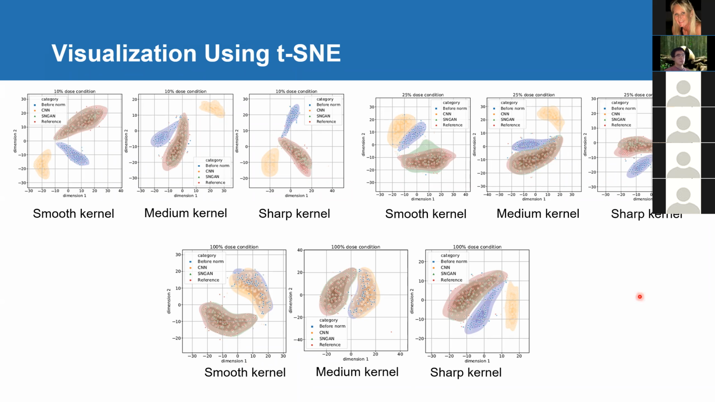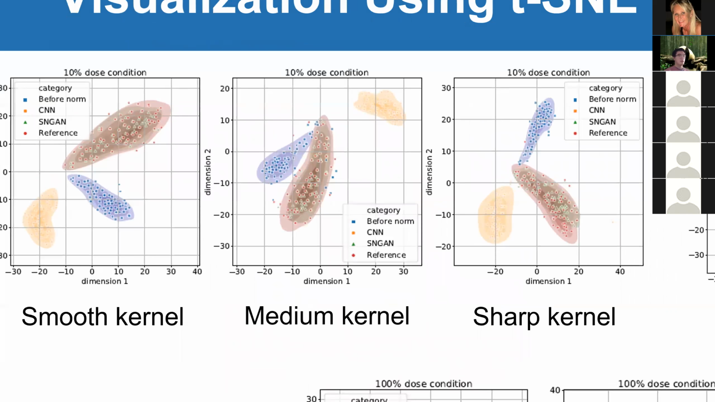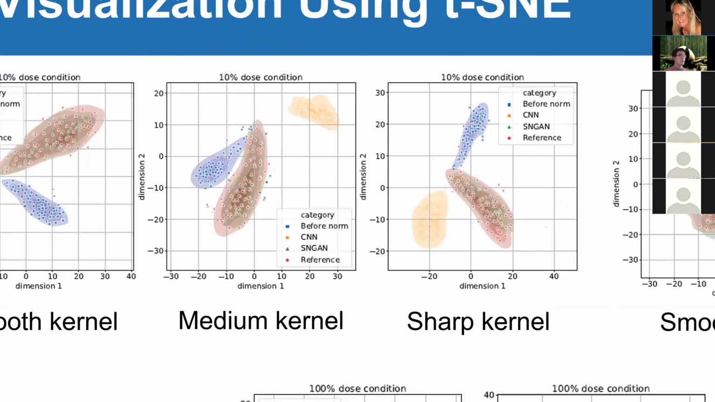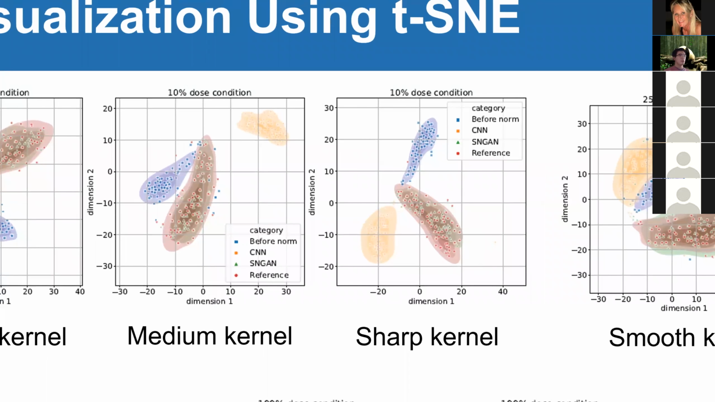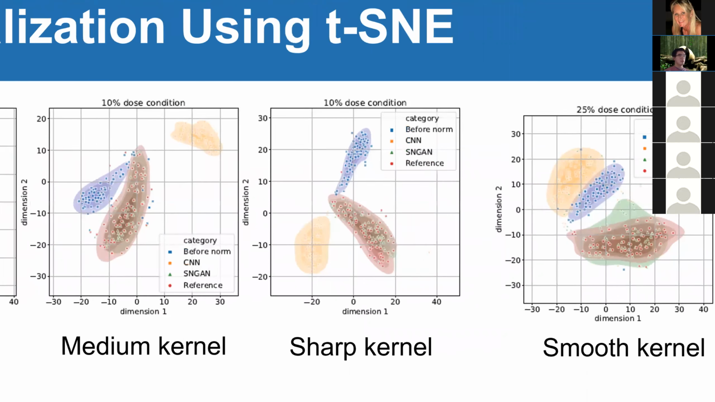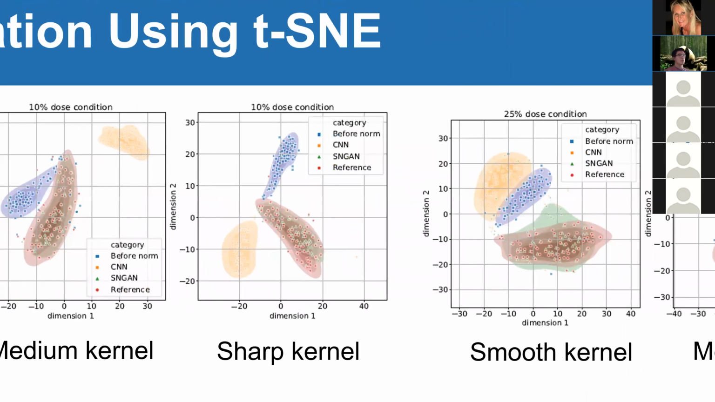So instead, we use a t-SNE method to reduce the dimensionality to 2. And each plot here represents one mapping scenario. If I zoom in here, as you can see, GAN is very powerful, bringing the distribution back to the reference, whereas CNN actually does no good in the radiomic features for most of the cases.